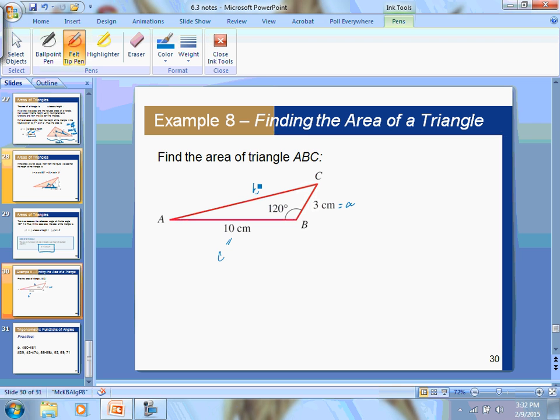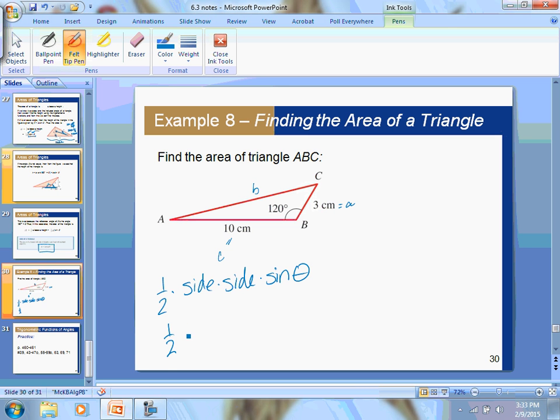Now the formula said you have to take 1/2 times a times b times sine of theta, but really it's just 1/2 times the side times the side times the sine of the angle. Okay? So don't get too hung up on, oh my gosh, they didn't give me b, they gave me c instead. Don't get hung up on that. It's basically just substitution. We're going to plug in those two sides and that angle.